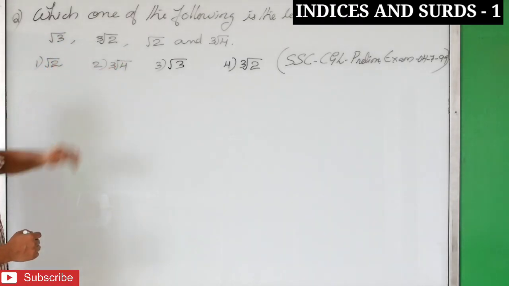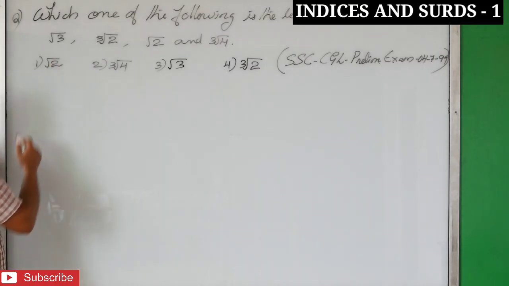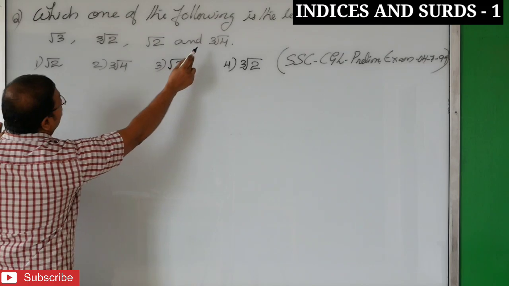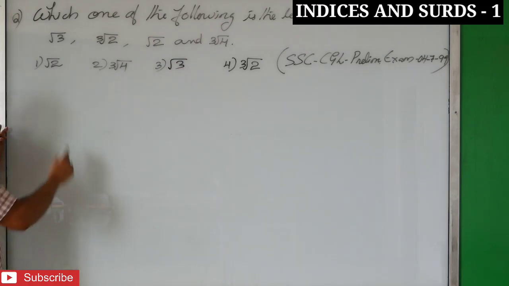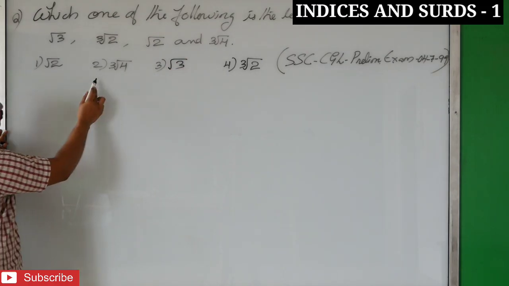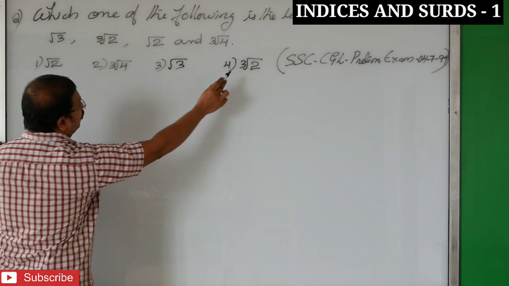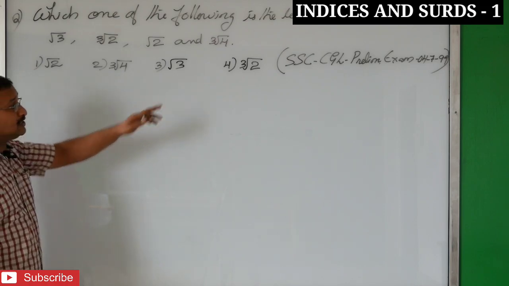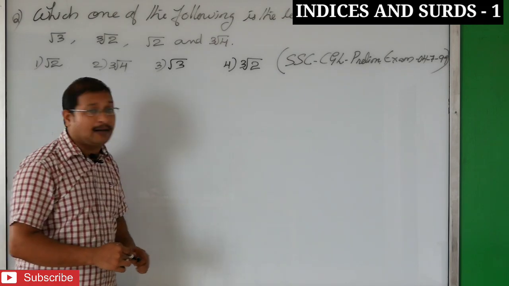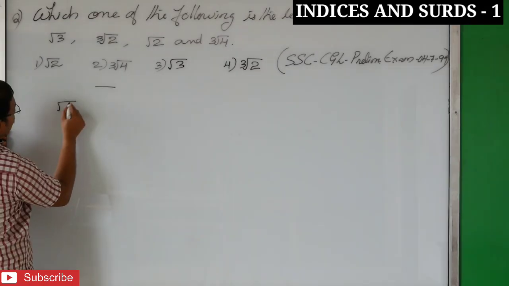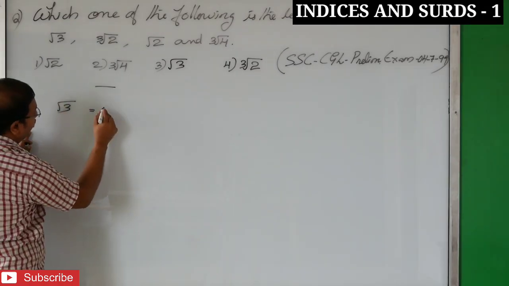Which of the following is the least? Root 3, cube root of 2, root 2 and cube root of 4. Option 1 root 2, option 2 cube root of 4, option 3 root 3, option 4 cube root of 2. Of course it came in the SSC CGL prelims exam, 4/7/1999. Ready? So first you will take root 3.